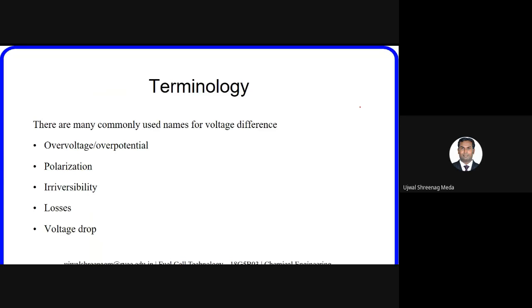With that, we may have to define and learn more about the losses. As I mentioned earlier, there are many commonly used names for this potential difference or voltage difference. One is over potential or over voltage, polarization, irreversibility, losses, and voltage drop. All these things mean the same. And let's stop here today. In the next class, we shall continue with getting more information about the different types of losses.